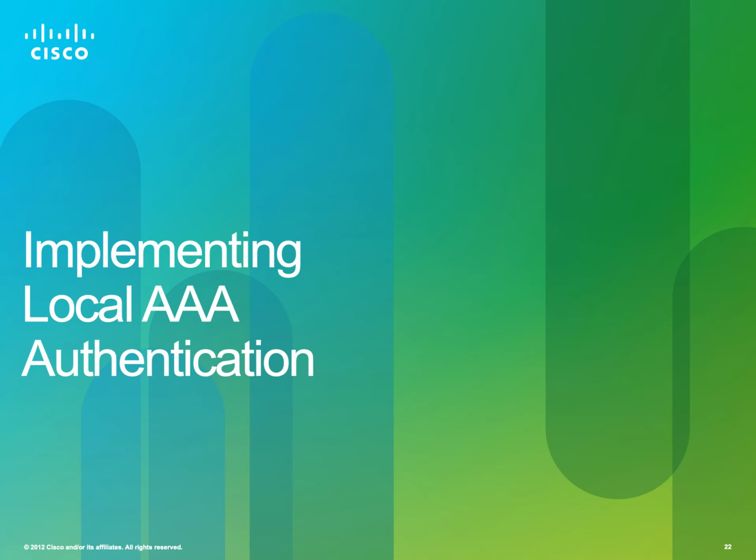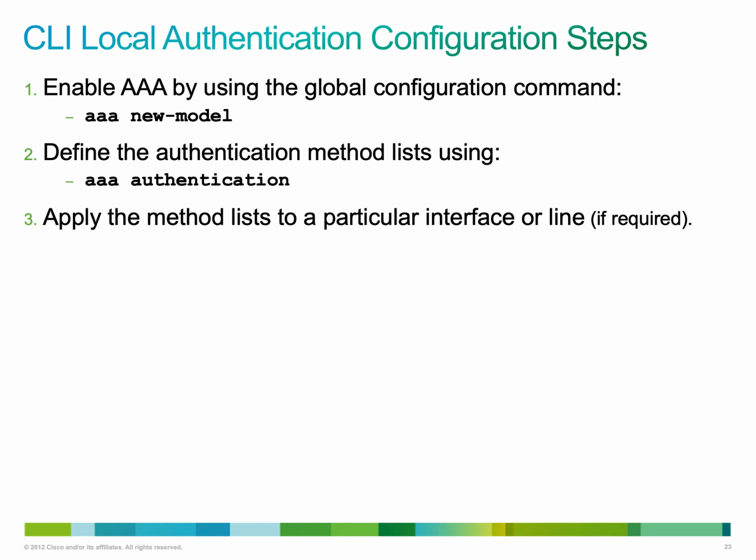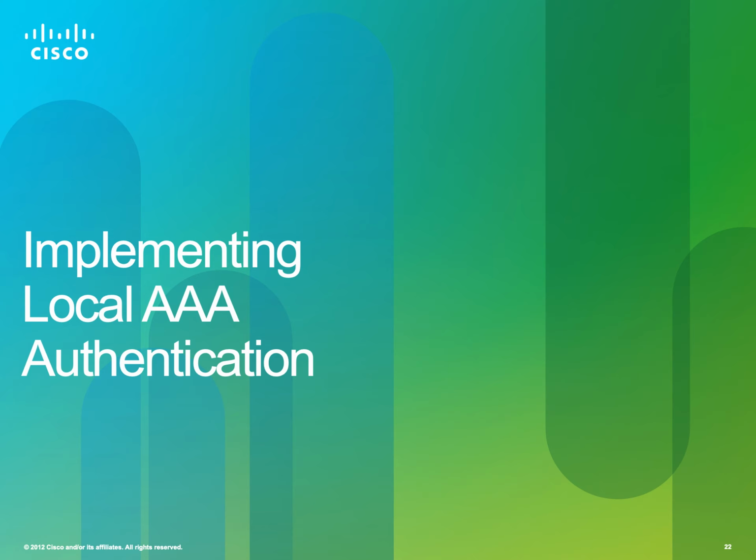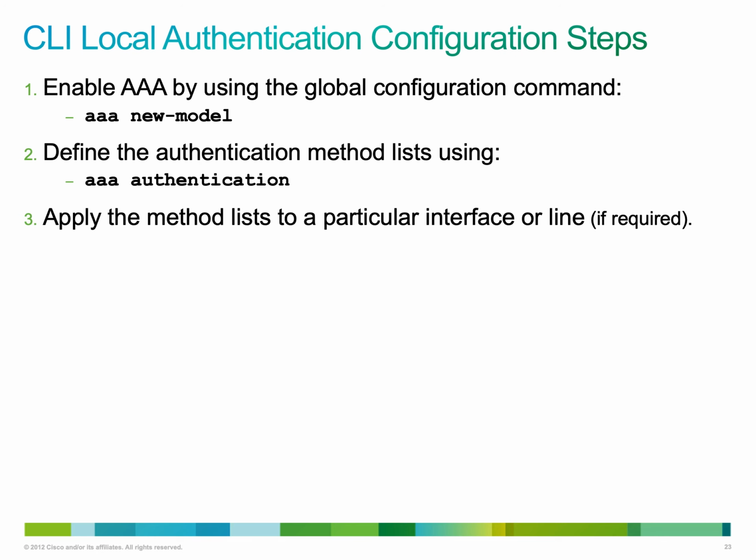Okay. Now let's go to implementing local AAA authentication. How do we implement it? How do we configure it now? We want to go to the configuration. We're starting again from the local AAA authentication. How do we authenticate it? We do it by using the command line interface. The CLI is the command line interface. Okay, command line interface local authentication configuration steps.